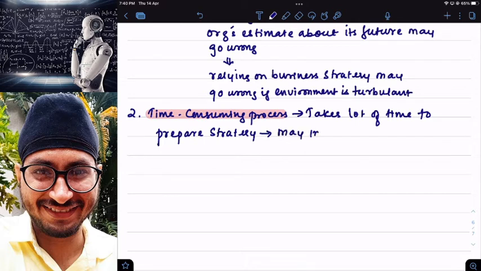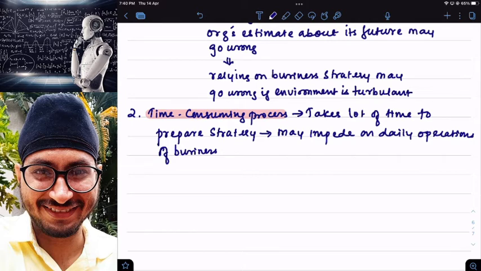It may impede, means it may have a negative impact on what? On daily operations of business. Sir, out of 8 hours of my office, 4 to 5 hours or 6 hours I'm spending on preparing a strategy only. So my focus is completely on future now in order to ensure that the future of my business is safe. But the problem is, if I keep thinking about my future, if I keep preparing a plan about my future, my present day-to-day operations will get impacted.